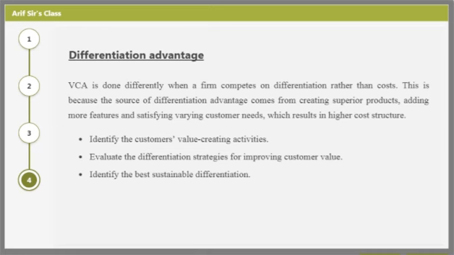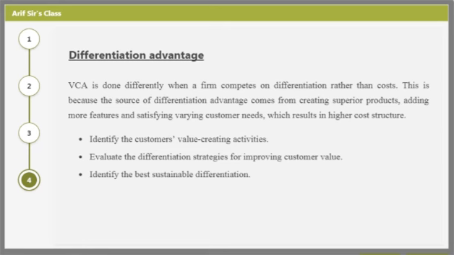The first step is to identify the customer's value creating activities. After identifying all the value chain activities, managers need to focus on those activities that contribute the most in creating customer value. For example, the success of Apple products in today's era is because of successful marketing activities. The second step is to evaluate the differentiation strategies for improving the customer value.